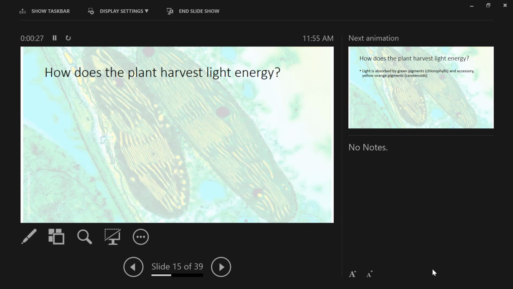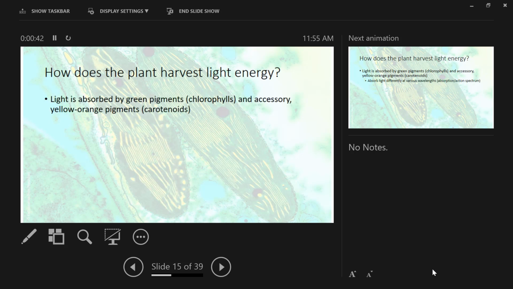So we have an idea of what light is. Light is radiant energy. That's what light is. It is energy. We're like, okay, but how does the plant harness this energy? Because really, we need to convert radiant energy into chemical energy. Okay, the first way to answer this question is basically to talk about the pigments.